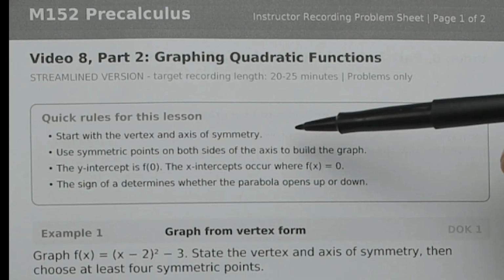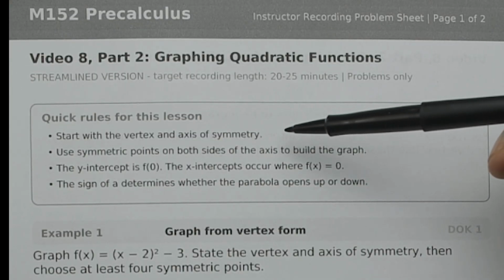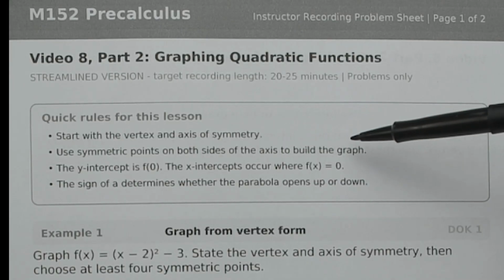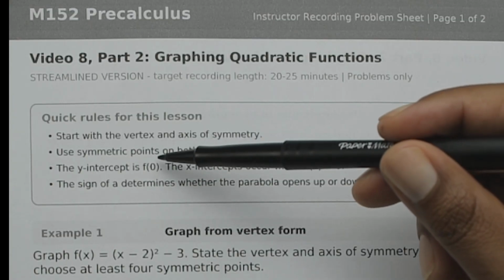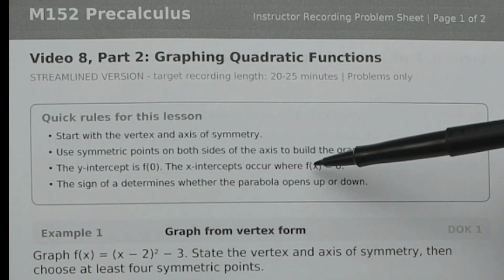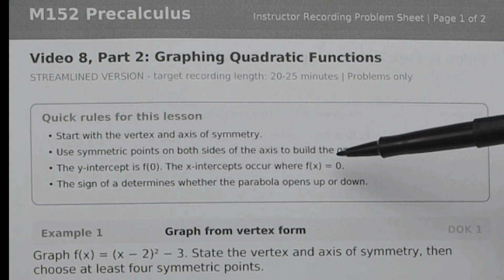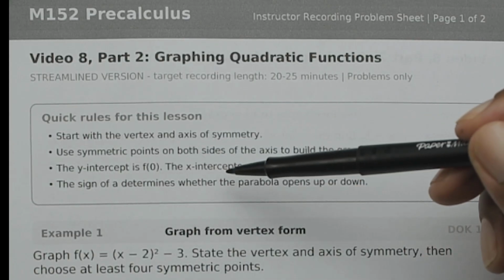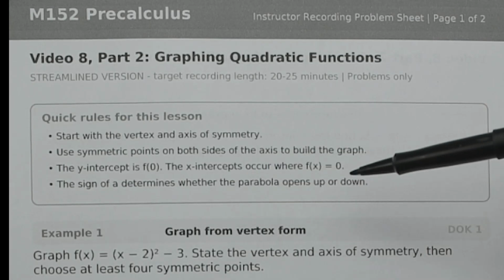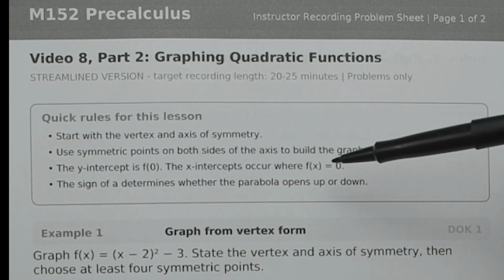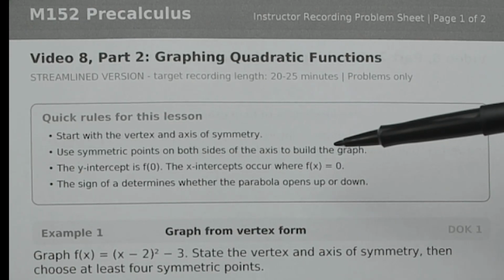So we want to start with these rules. Start with the vertex and axis of symmetry. Use symmetric points on both sides of the axis to build a graph. The y-intercept is f of 0. The x-intercepts occur where f of x is equal to 0. And then the sign of a determines whether the parabola opens upward or downward, as we studied in the previous lesson.